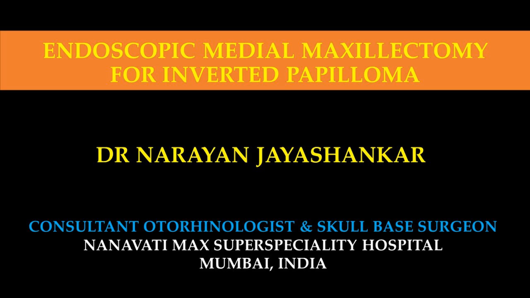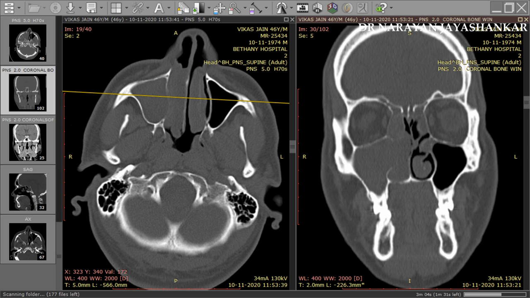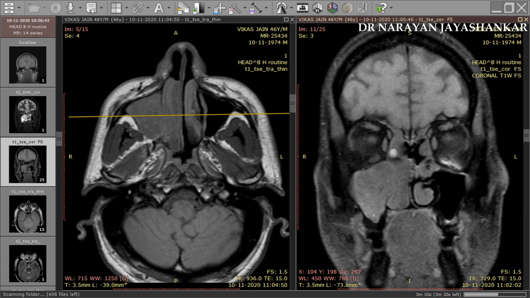Today we shall discuss endoscopic medial maxillectomy for removal of an inverted papilloma. As seen, the CT scan shows a lesion involving the right maxillary sinus and occluding the right nasal cavity up to the choana posteriorly. T1 axial and coronal MRI scans show an iso to hypointense lesion involving the right maxillary sinus and nasal cavity.